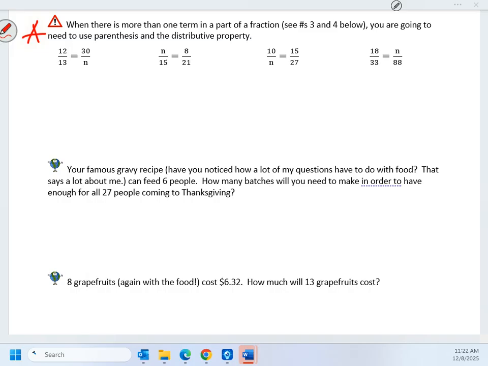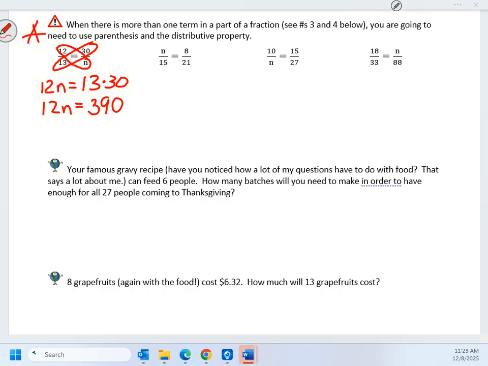Let's see what we're going to do. Cross products. When we multiply across. So 12 times n equals 13 times 30. So, I can't do any math here yet. I keep that 12n. But what is 13 times 30? 390. Now what math do I do? This takes us back a few units. How do I solve for n?